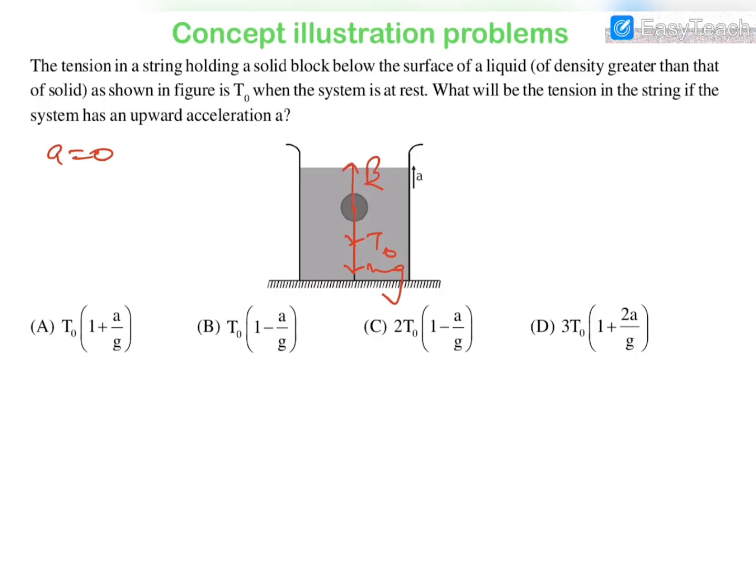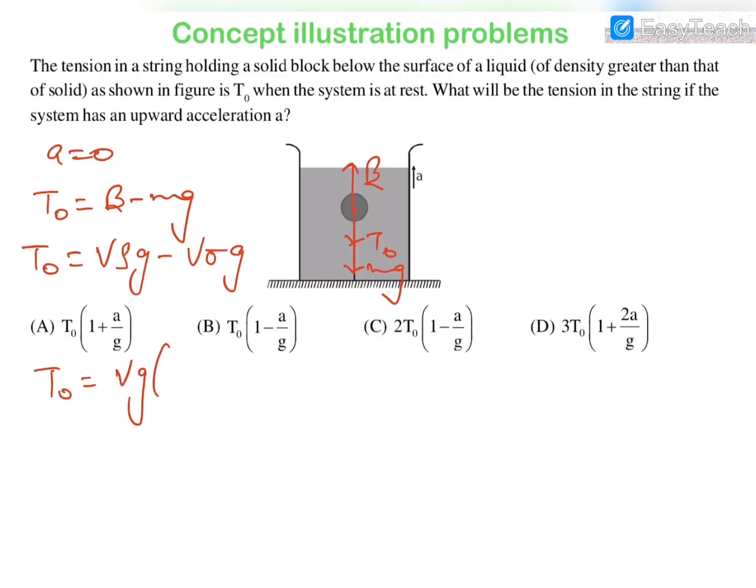And as T0 is non-zero, we can predict that buoyancy will be greater than mg, and T0 will be equal to buoyancy minus mg. Okay, so this is T0. Now buoyancy can be written as V into rho into g, and mg can be written as V into sigma into g. So T0 is equal to Vg into (rho minus sigma). This is the tension T0.